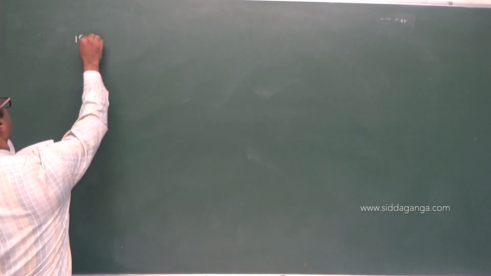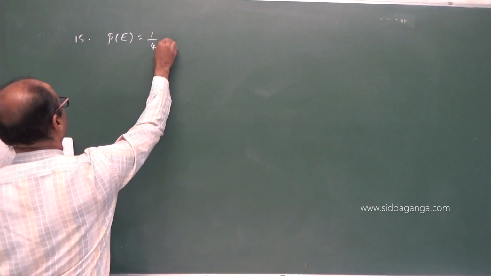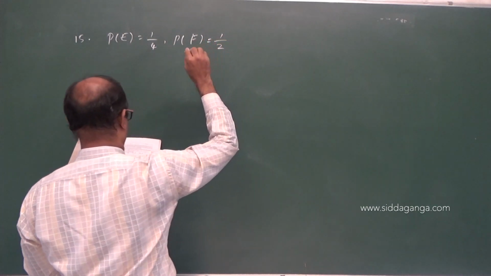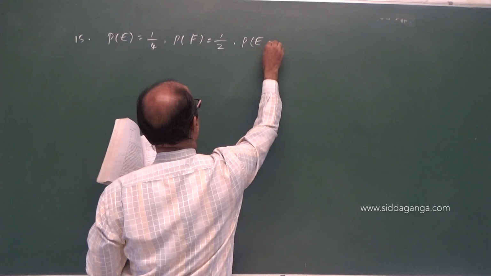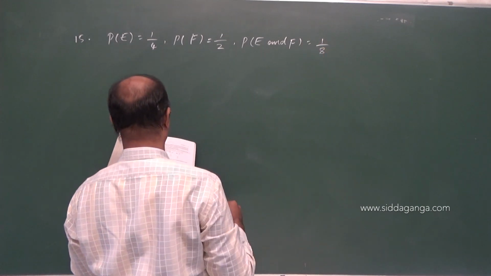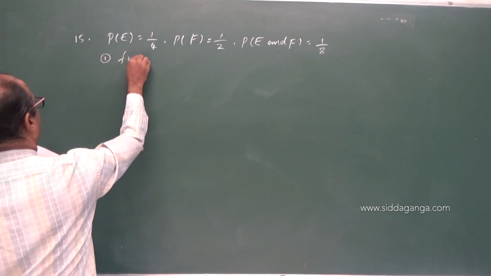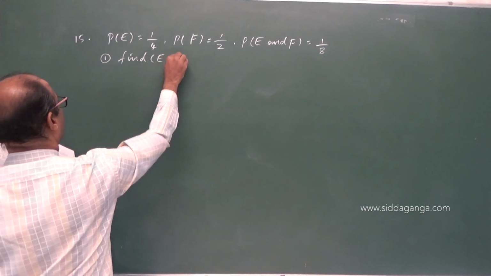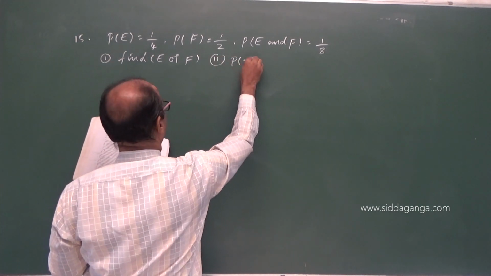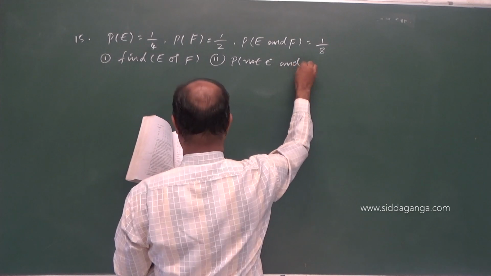Number 15. P of E is equal to 1 by 4. P of F is equal to 1 by 2. P of E and F is equal to 1 by 8. So, first one, you are required to find P of E or F. Second, P of not E and not F.